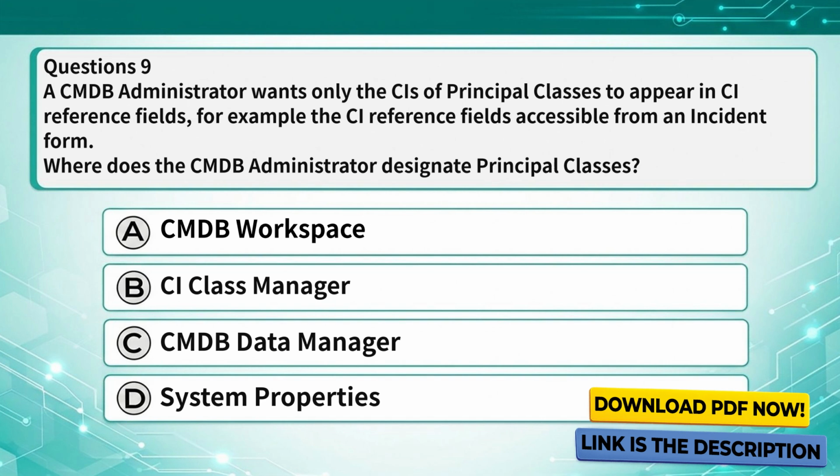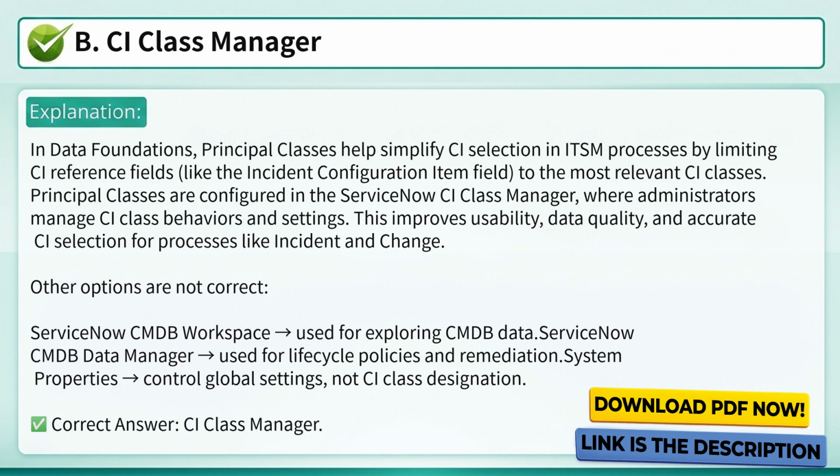Question 9. A CMDB administrator wants only the CIs of principal classes to appear in CI reference fields. For example, the CI reference fields accessible from an incident form. Where does the CMDB administrator designate principal classes? A. CMDB Workspace, B. CI Class Manager, C. CMDB Data Manager, D. System Properties. Answer: B. CI Class Manager.